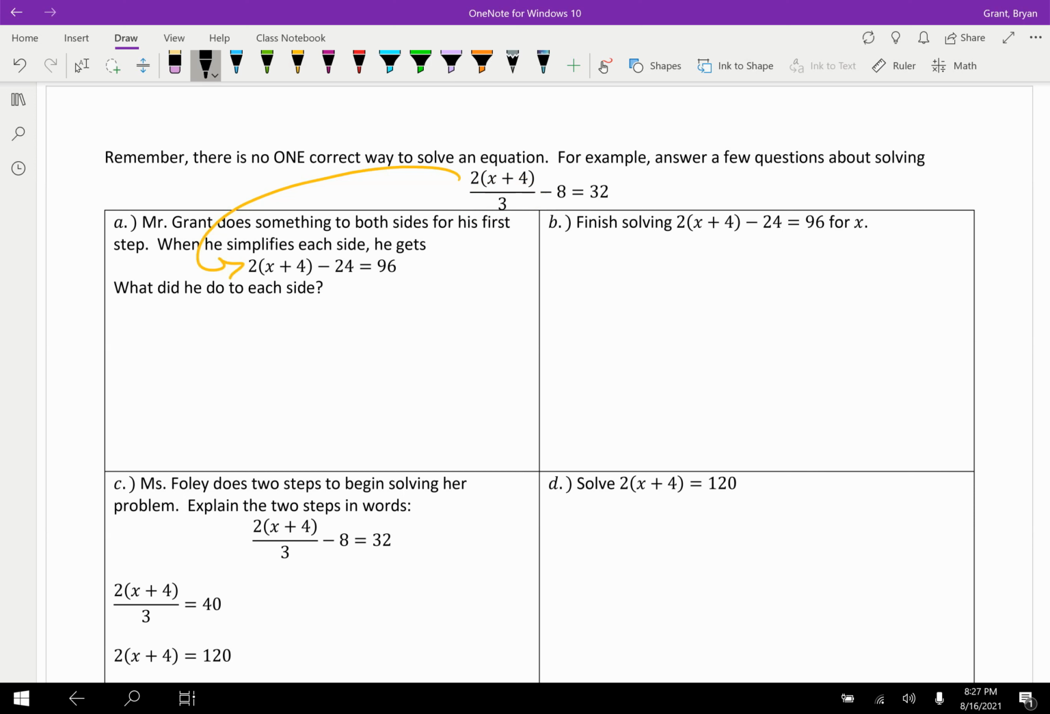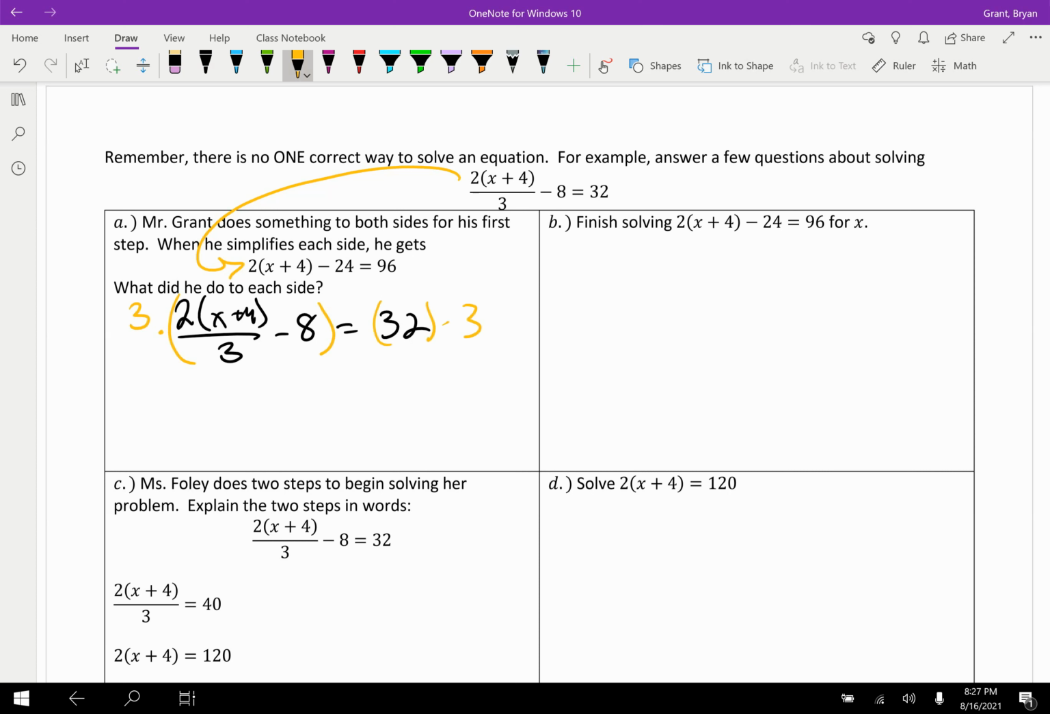And here's what this looks like, and it's a very important step to pay attention to. 2 times x plus 4 divided by 3 minus 8 equals 32. I said I don't like this divided by 3, so I'm going to take this whole side and multiply by 3. Because remember, whenever you do something to a side, you have to do it to the whole side.